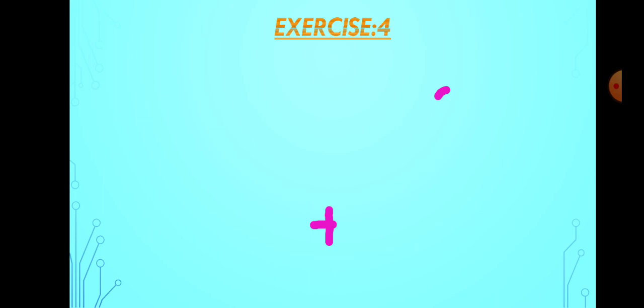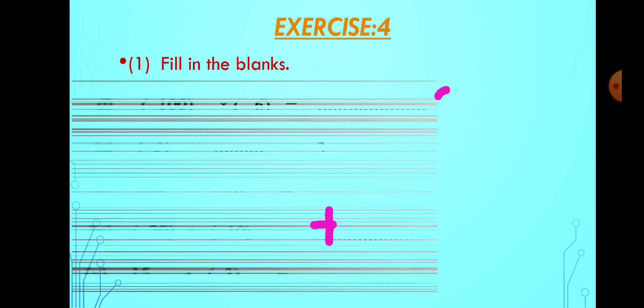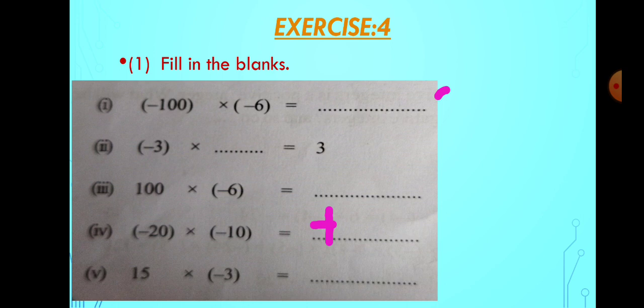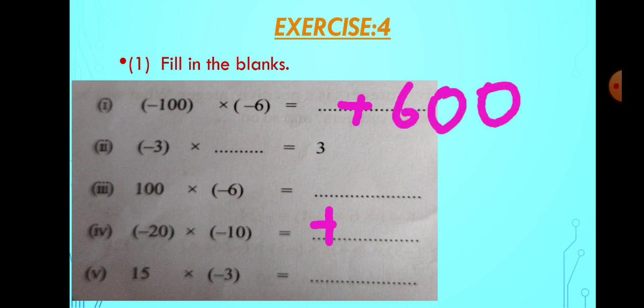Okay. Now, shall we start the next exercise? That is the fourth one. First bit, fill in the blanks. First question. 100 into minus 6. So, as you multiply, 100 6s are 600, and observe the signs. Both are negative. Minus into minus, we get plus. Plus 600.